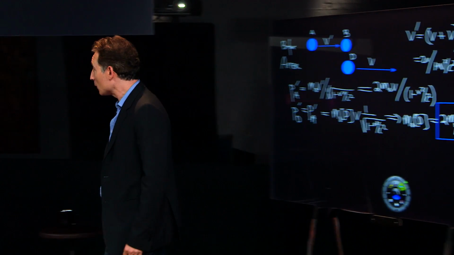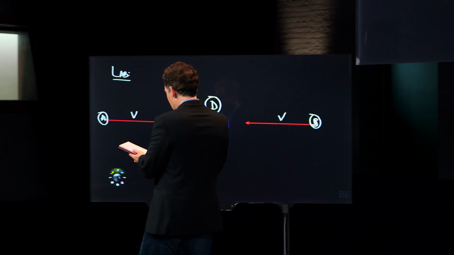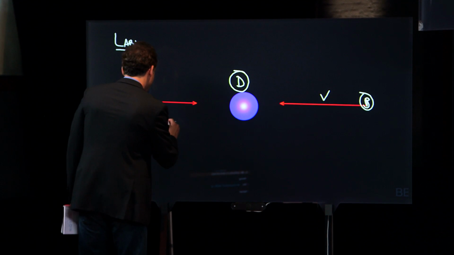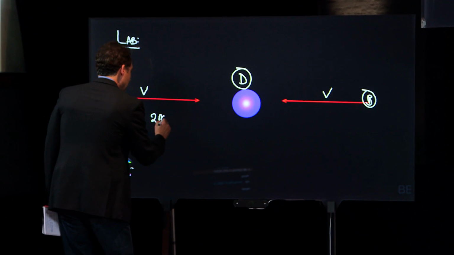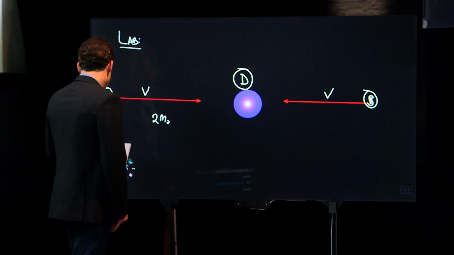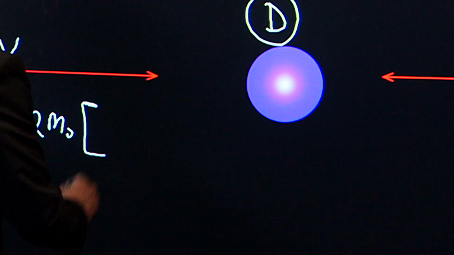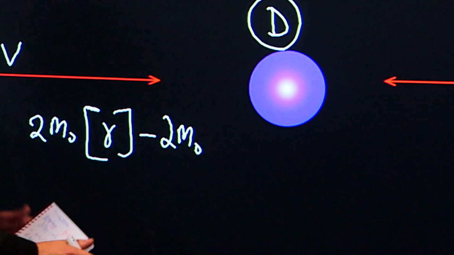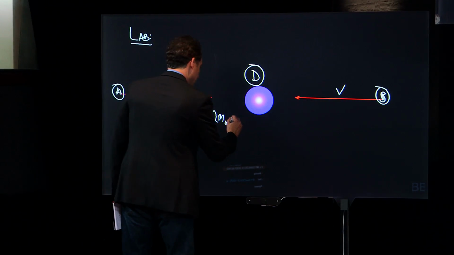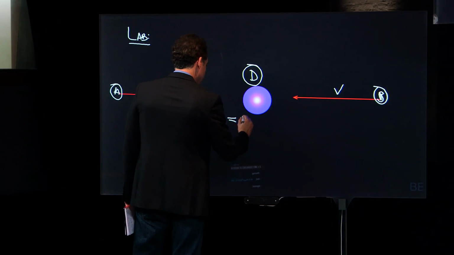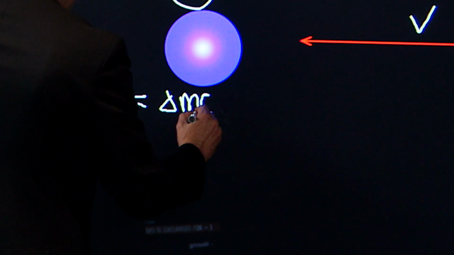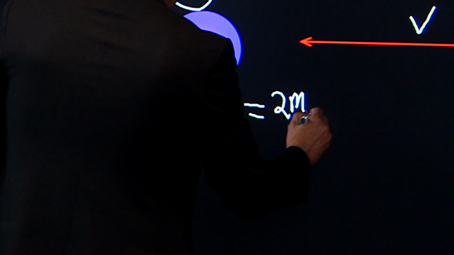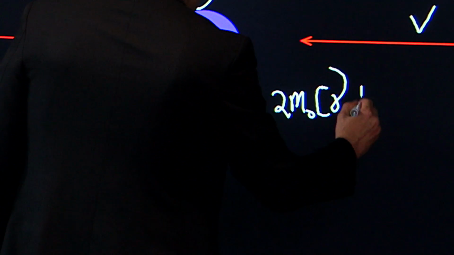So let's actually calculate how much bigger it is than we would have anticipated. So let's look at that expression that I have over there, which is 2m0 multiplied by gamma, minus 2m0. This is what we would have expected. So the difference then, let me call this delta m of D, is equal to 2m0 times gamma minus 1.